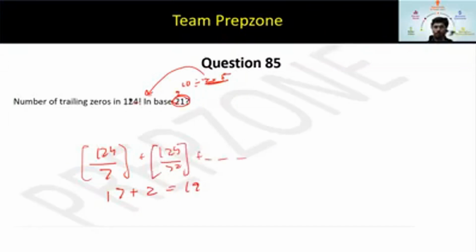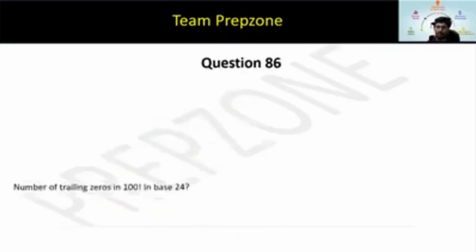What will you do? 124 factorial upon 7 plus 7 square plus 7 cube. Just I've broken 21 into 7 into 3, and I've taken this. I should ideally take off 3 also, but it is clear that here 3 will exceed 7. Hence I've just taken off 7. Answer is 19. Okay, one more question.